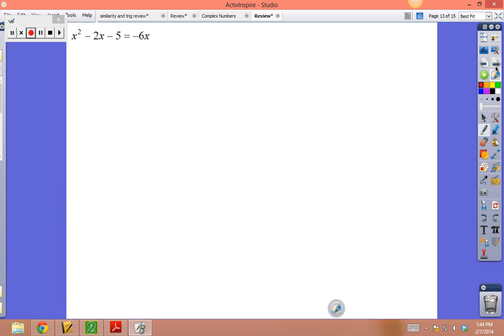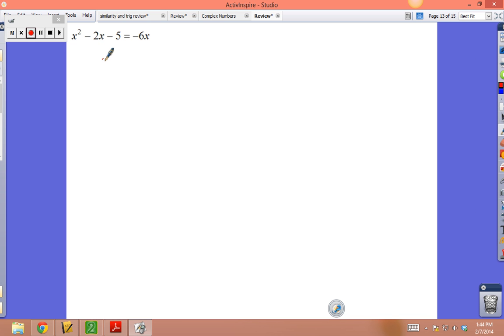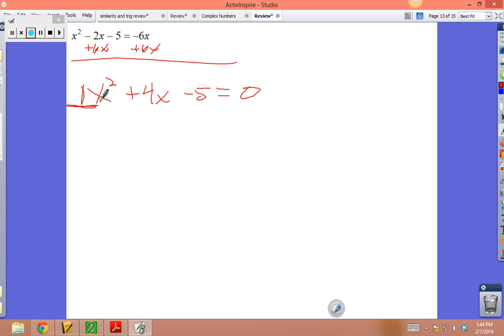Now, Carlos, let me show you a trick on this. On page 13, we on page 13? If I move this over, plus 6x plus 6x, we got x squared plus 4x minus 5 is 0. Okay, now Carlos, if a is ever 1, you want to try and factor it first.